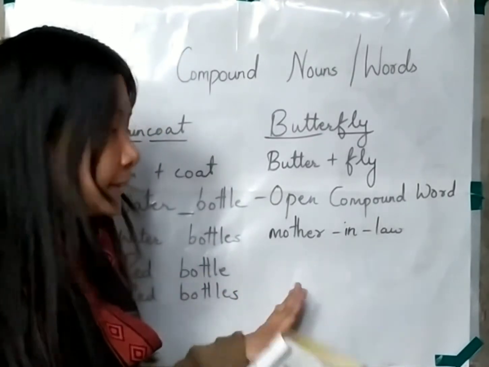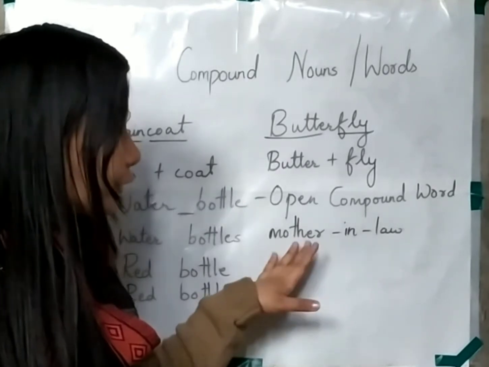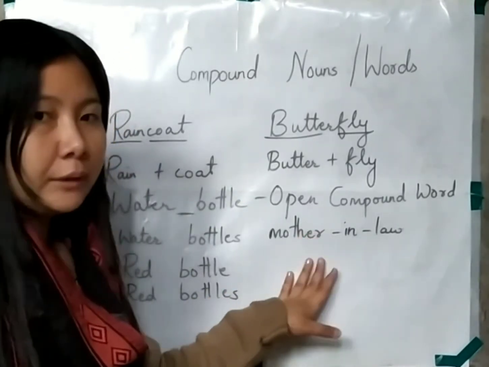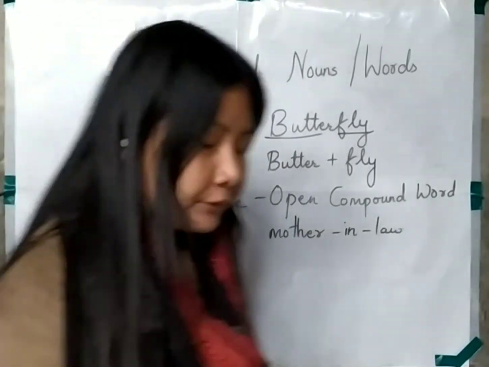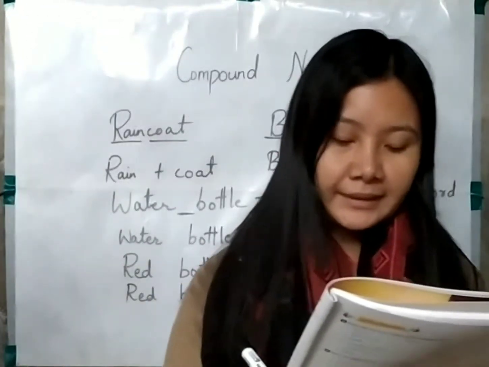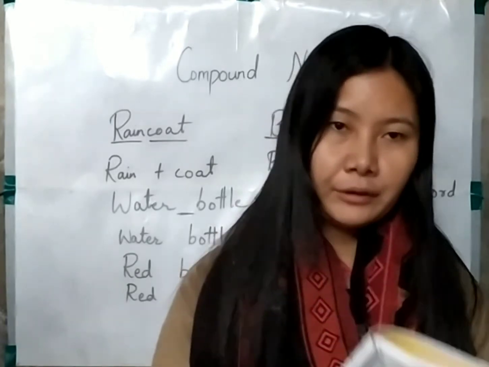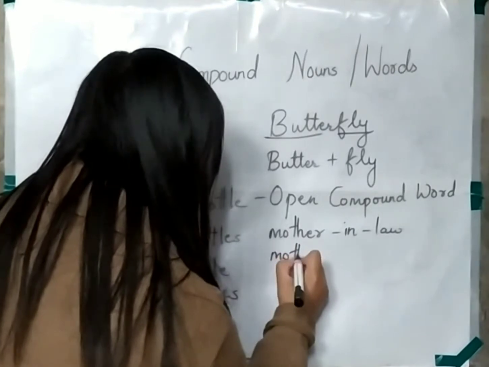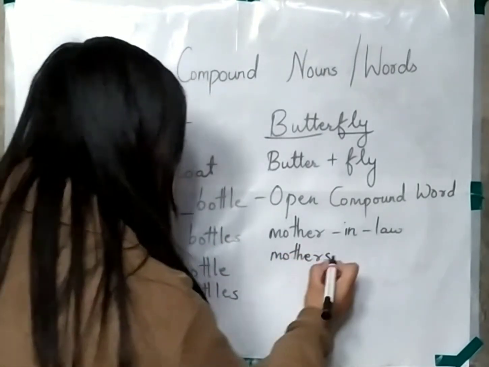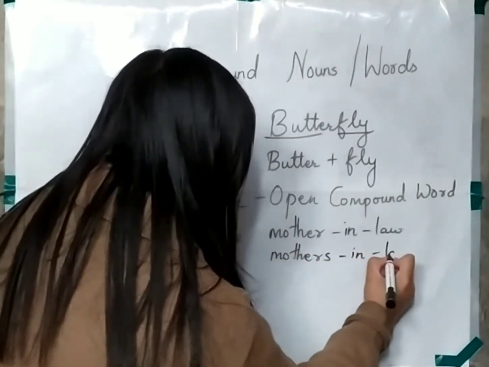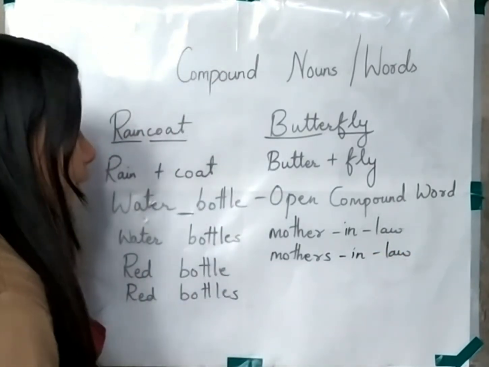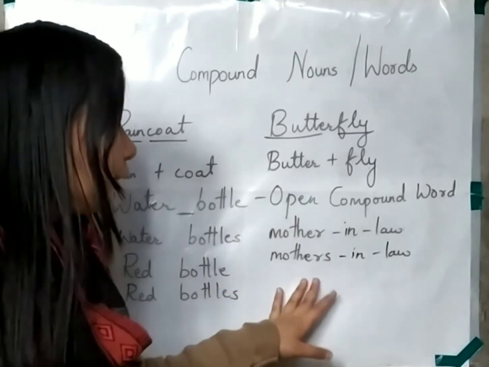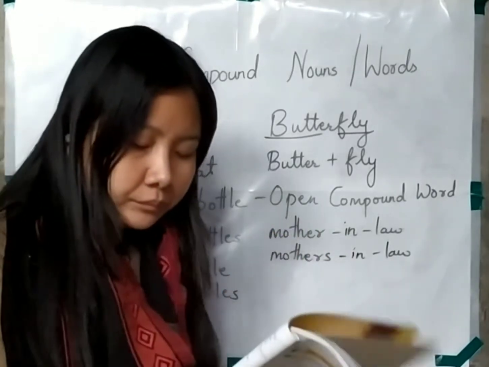What is the book telling you? The book is telling us that if you find this kind of compound noun, you will call them hyphenated compound words. Example, mother-in-law is singular, and when you make it plural, we will simply add s to the base word mother: mothers-in-law. So in this way we are forming the plural of mother-in-law, which is mothers-in-law.